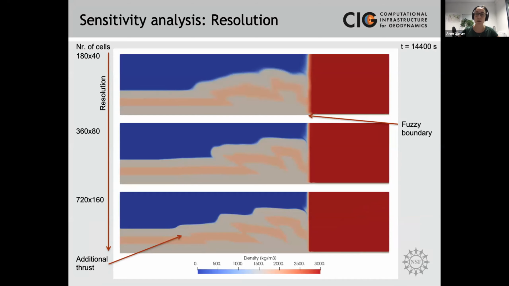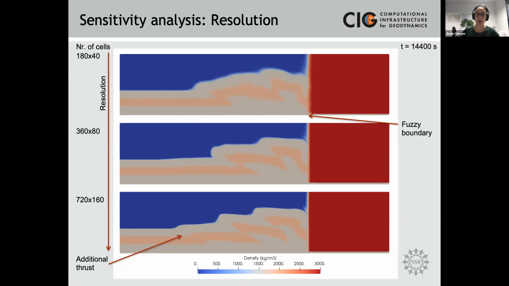I ran the original benchmark as described in the Buiter et al. paper, and then going down, you will see higher resolution runs. So what is directly very clear is that the interfaces between the different compositional fields become much sharper with resolution. But then what is a bit surprising is, for example, that we have this additional forward thrust here at the front of the wedge. And this can be due to the higher resolution of the boundary layer, but also due to the mesh dependency of the plasticity.